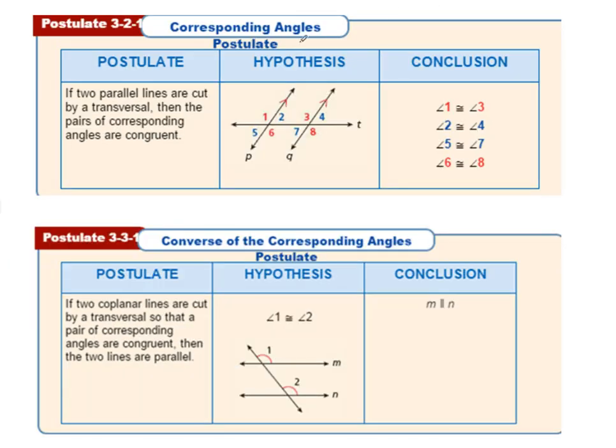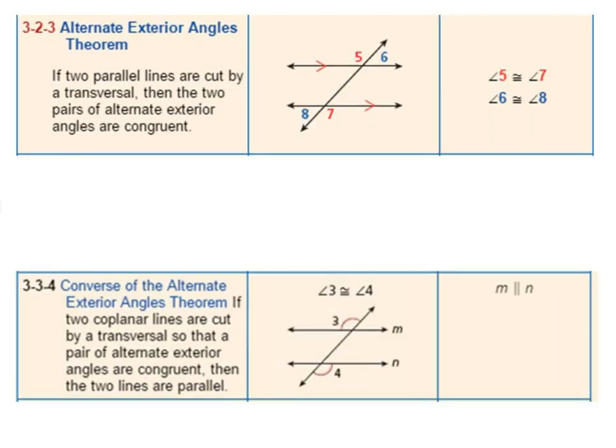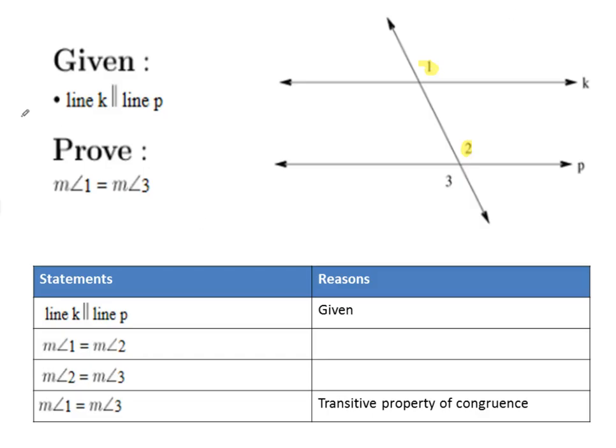find the corresponding angles. Yep, the corresponding angles postulate tells us that if lines are parallel and they have a transversal, that the corresponding angles are congruent. So the corresponding angles postulate is what tells us this.